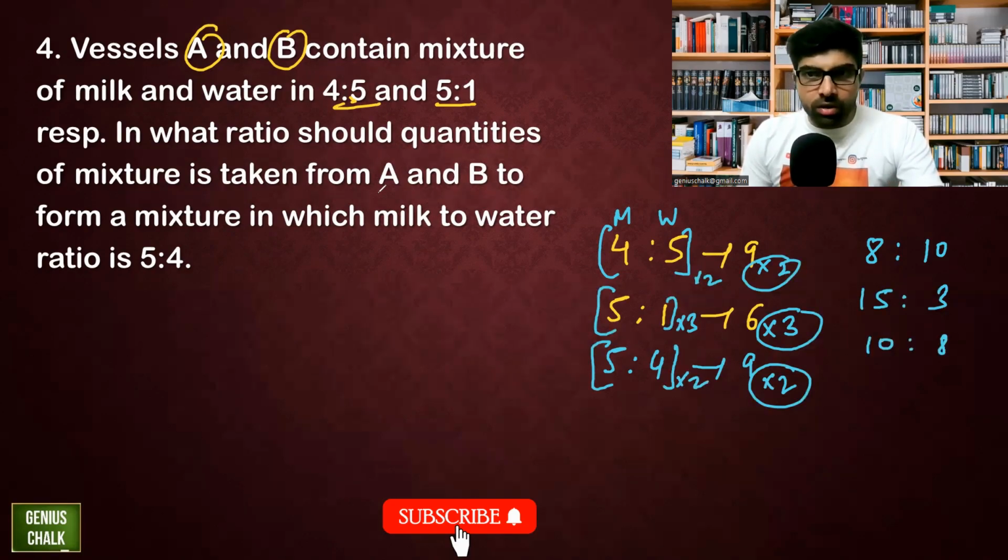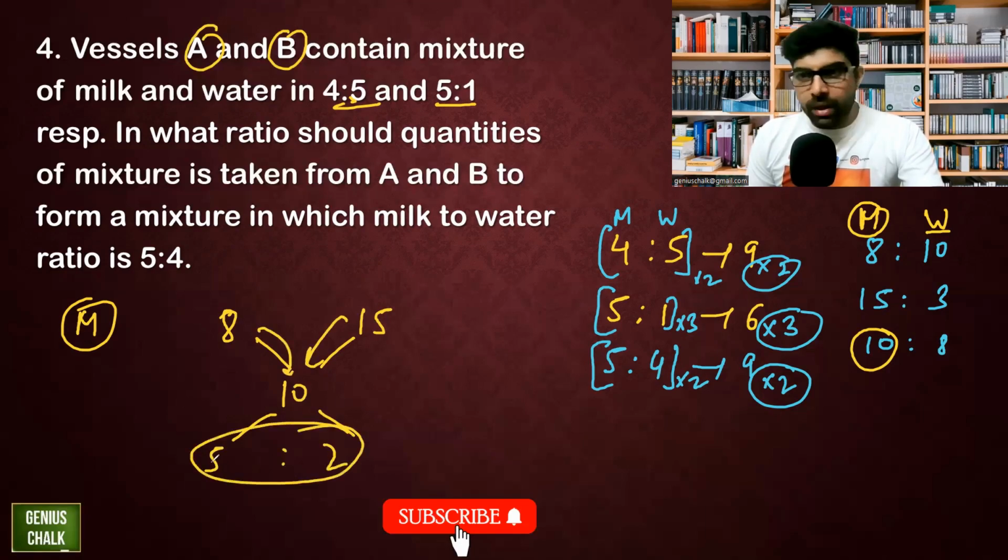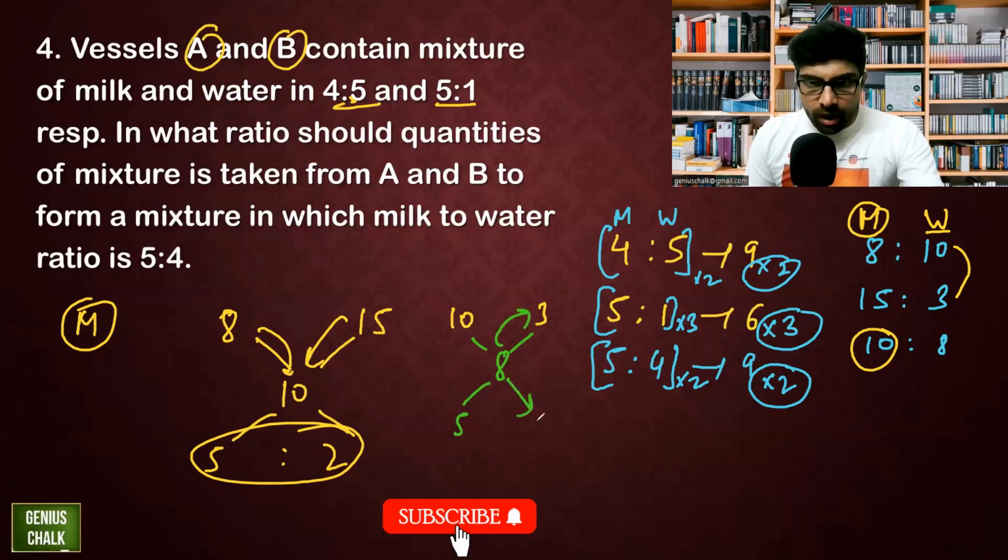Right? Now afterwards, we can focus either on milk or we can focus on water. So let's focus on milk. If we focus on milk, it is 8, 15 and overall is 10. We can see that 10 is coming somewhere in between 8 and 15 because this is the mixture value. So this is 15 minus 10, 5 and 10 minus 8, 2. So what is my answer? 5:2. And you can solve taking water as well, like water is 10, here it is 3 and overall is 8. So what is the ratio? 8 minus 3 becomes 5, 10 minus 8 is 2, so you can see the ratio is same. You can take either of them.